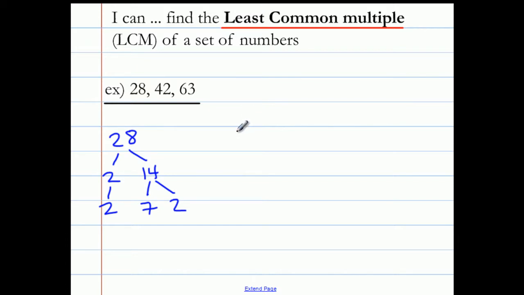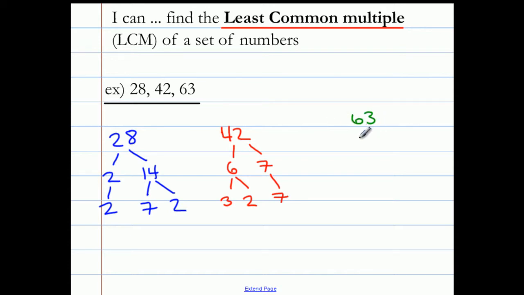Next, find the prime factorization for 42. 42 you can split up into 6 and 7. And 6 you can split further up into 3 and 2. And 7 is as simple as it gets, because 7 is prime. Alright. And last, find the prime factorization of 63.